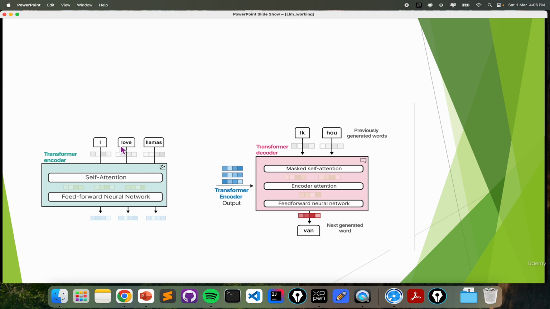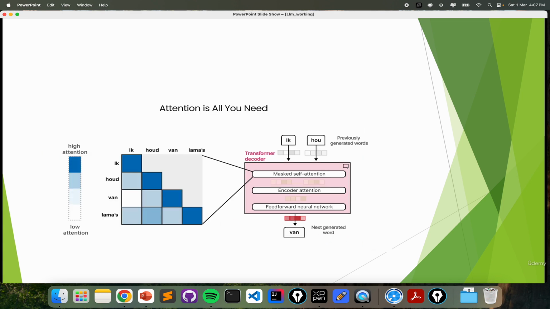It will use these words, "I love Llama", and also the whole encoder output. After self attention, the encoder generated this context embedding, and this output will get passed to the neural networks. Suppose these two words have previously been generated, then it will use the two words in the masked self attention plus this output to predict the next word. This is how masked self attention works.